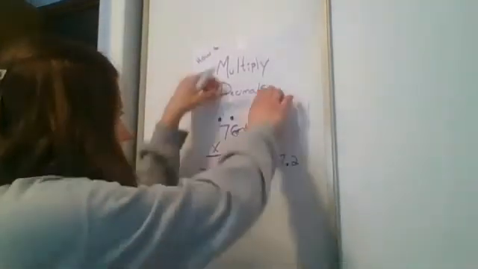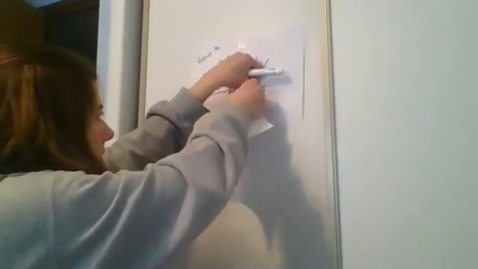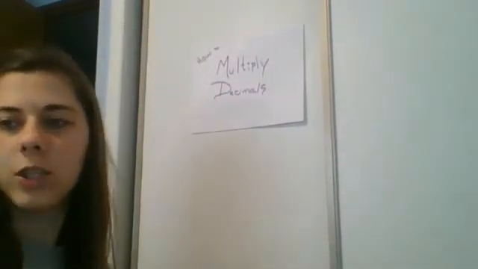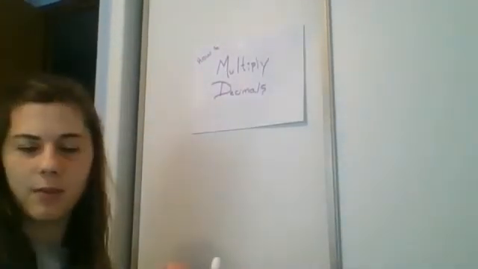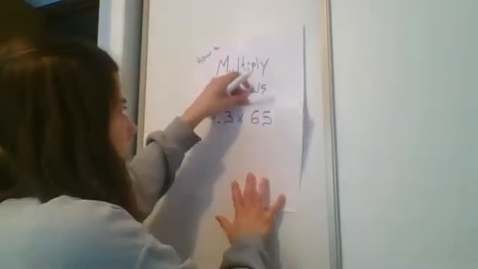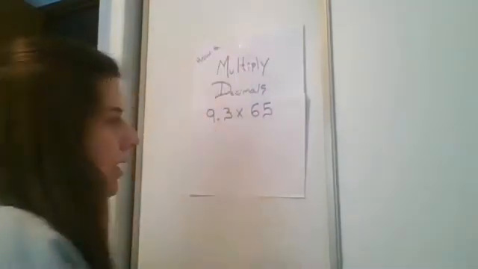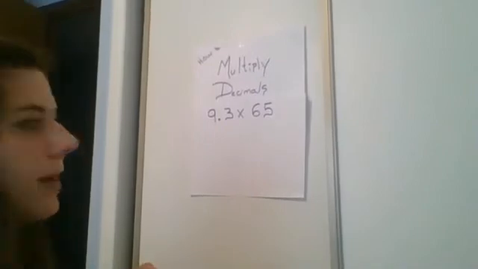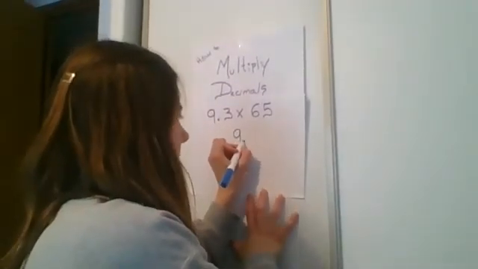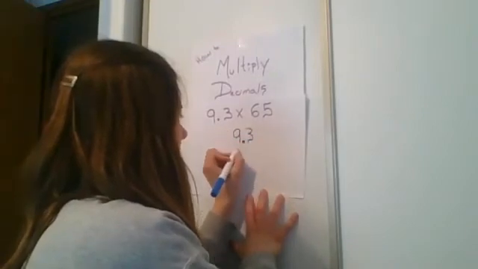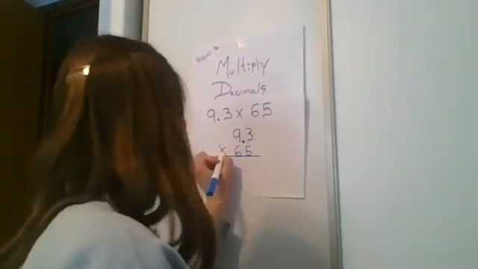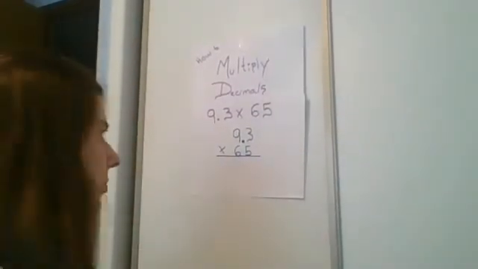All right, let's try another one. This one I wrote a little bit differently, just like on your activity sheet. I believe this is number 10. Because I wanted to show you how to write it so it's easier to solve. So this is 9.3 times 65. So you're just going to write this like a normal multiplication problem. There's no need to move anything or line up any decimals. You only use the lineup method for addition and subtraction.